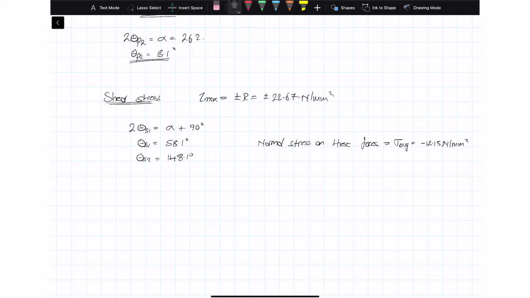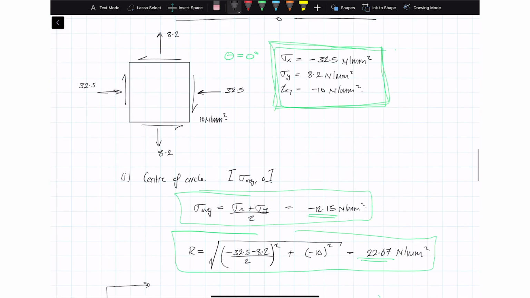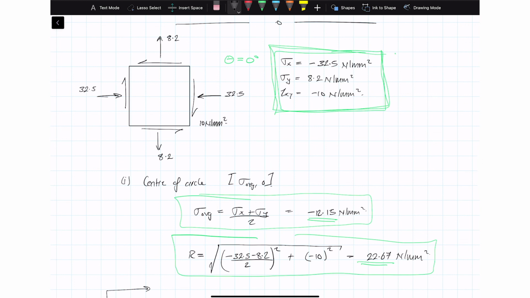You can go through many versions of this type of question, but the fundamentals are always the same. Provided we understand the state of stress on a set of mutually perpendicular faces, and we know what the corresponding shear stress is as well, we need to do two things, right? We need to work out sigma average, and we need to work out the radius.